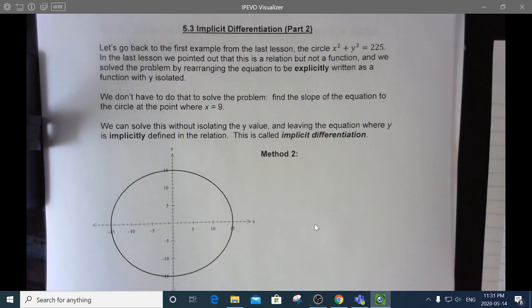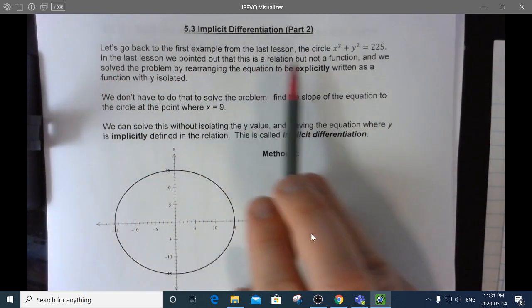Hi everybody, this is a video for my Intro to Calculus students, and we're going to be doing the second part of the implicit differentiation lesson. This one's a little bit longer than the last one, and we're going to do 6 examples where we don't have to explicitly define y in order to find the derivative of an equation.